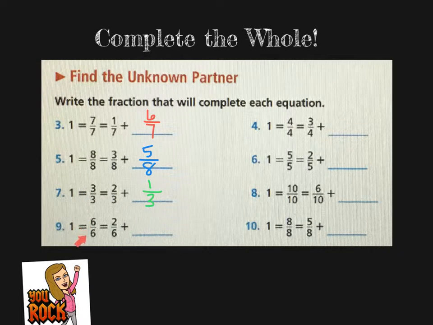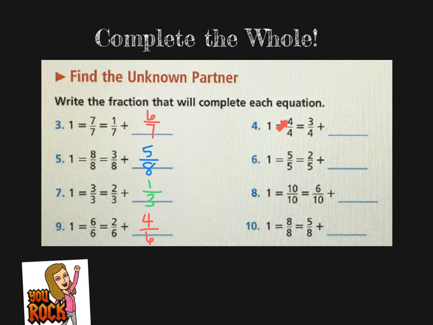Next one, there's 6 equal pieces. In order for us to get the whole 6 over 6, or 1 whole, we're adding 2 pieces plus how many? So 2 plus what equals 6? 2 plus 4. So 4 sixths plus 2 sixths equals 6 sixths.